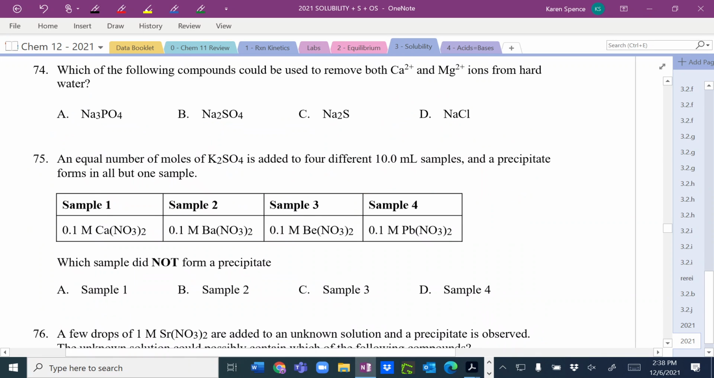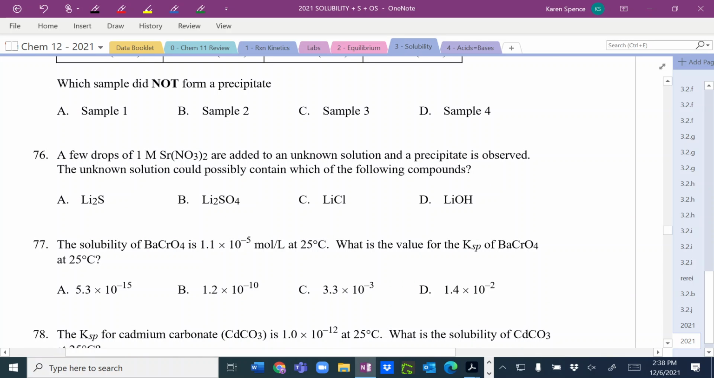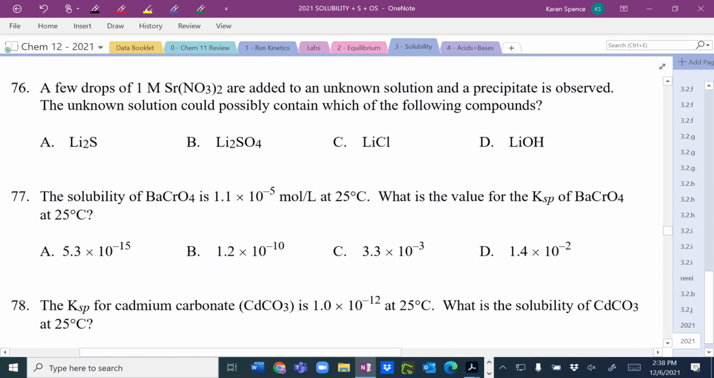77. The solubility of barium chromate is 1.1 times 10 to the minus 5. What is the value of KSP? Once again, this is where you could, because it's multiple choice, use the shortcut. We have an AB type compound. It's 1 ion to 1 ion. Yes? 1 barium for 1 chromate.